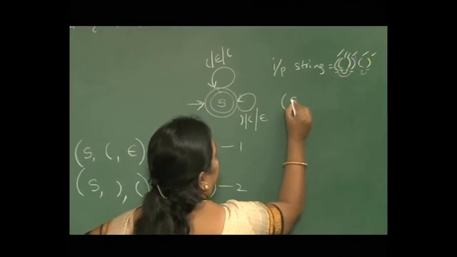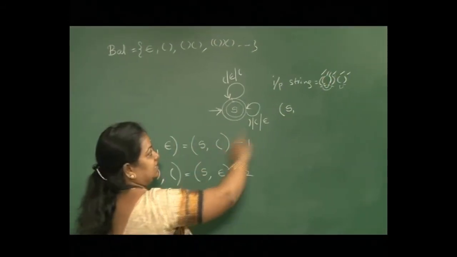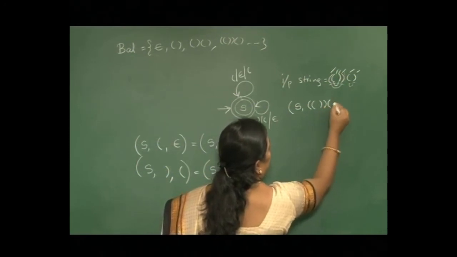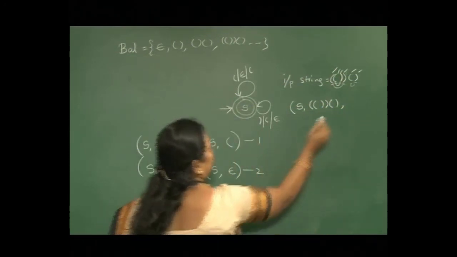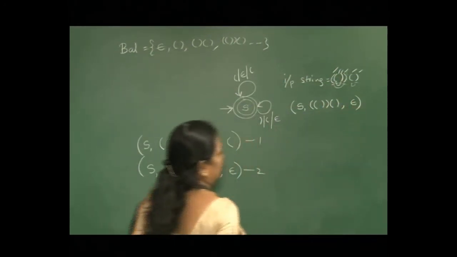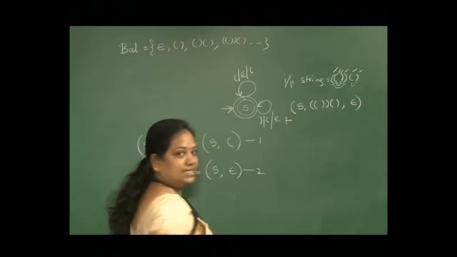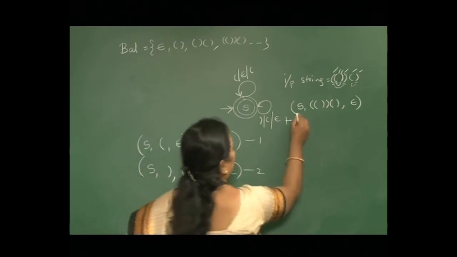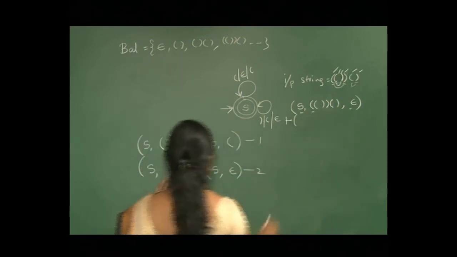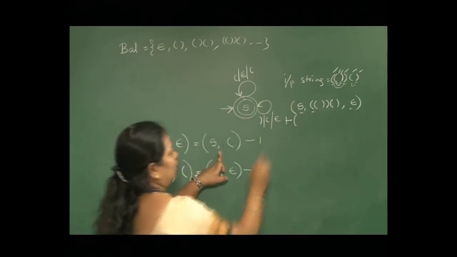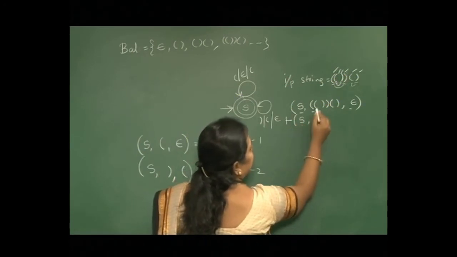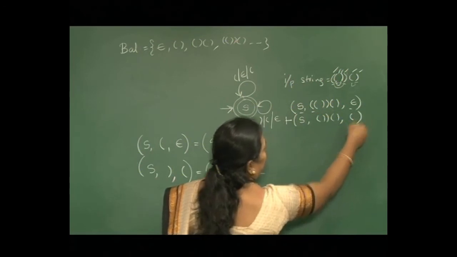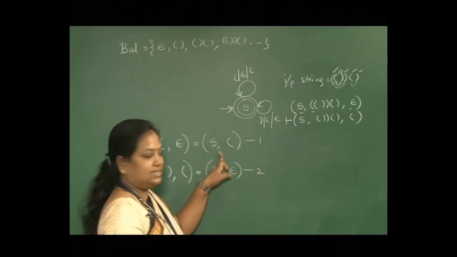What is the initial configuration? Start state is yes, input string is opening parenthesis, closing, opening, and stack empty. This is the initial configuration, this yields what? Yes, opening parenthesis epsilon. By applying first rule, be in the same state, consume this, and what to do? Push opening parenthesis into the stack.